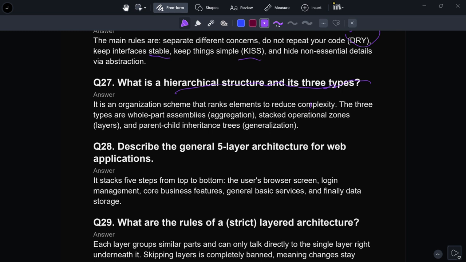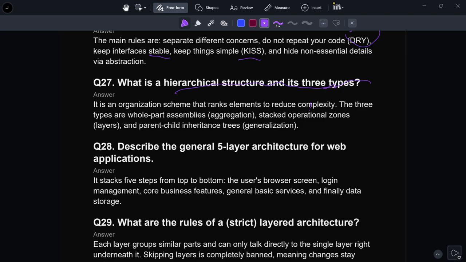Now, what we understand from here is that in whole-part assemblies, aggregation, composition, elements are physically or logically nested inside a parent container. The parent is the whole and the lower parts are the parts. An ATM sits at the top, containing a card reader, a cash dispenser, and a receipt printer beneath. Encapsulation: small, highly cohesive units grouped together so they can be managed as a single entity.